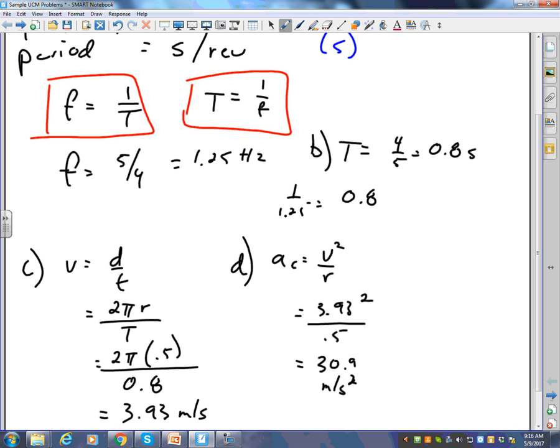Now, there's another way to do it. It asks for both ways, so I just want to show you this. I don't think I would ask you this on a test, but just in case you need to see it another way, remember that it's also 4 pi squared r all over T squared. And remember, it's pi squared r, not pi r squared. 4 pi squared times radius 0.5 all over T squared, 0.8 squared.